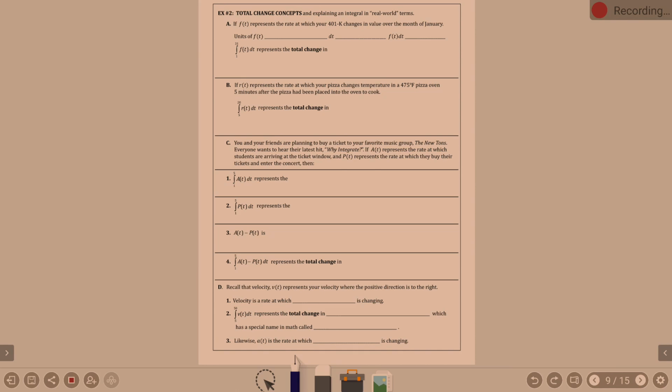Okay, total change concepts and explaining the integral in real world terms. So, if f of t represents the rate at which your 401k changes in value over the month of January. Okay, so notice right here, right?